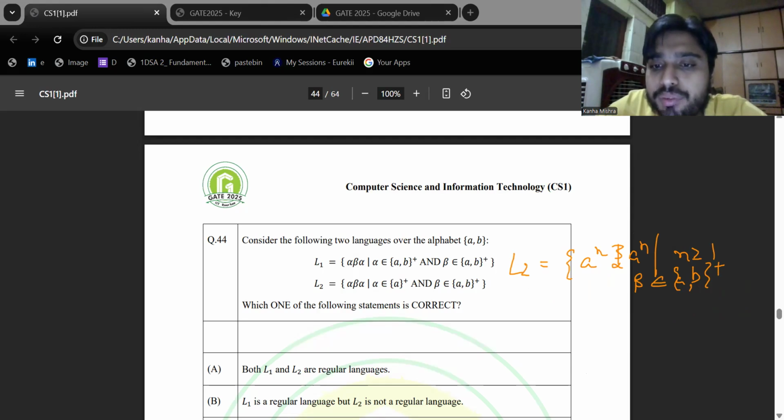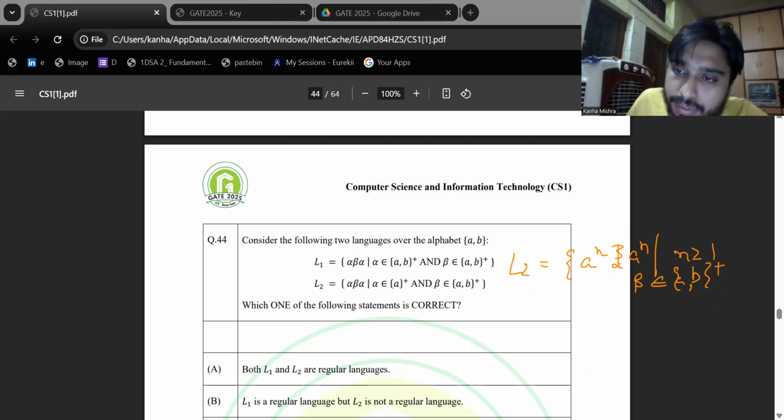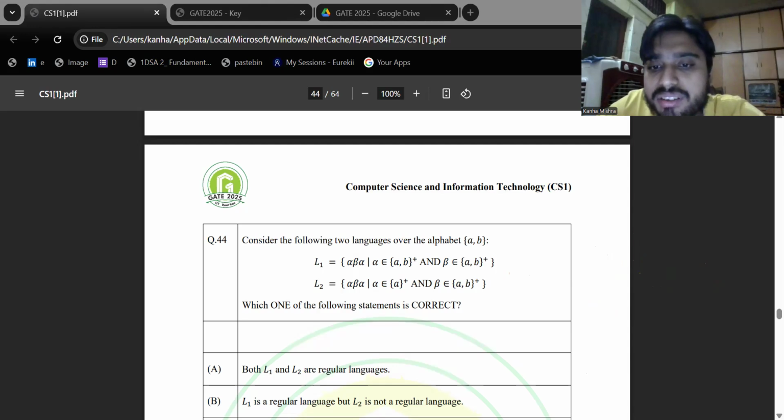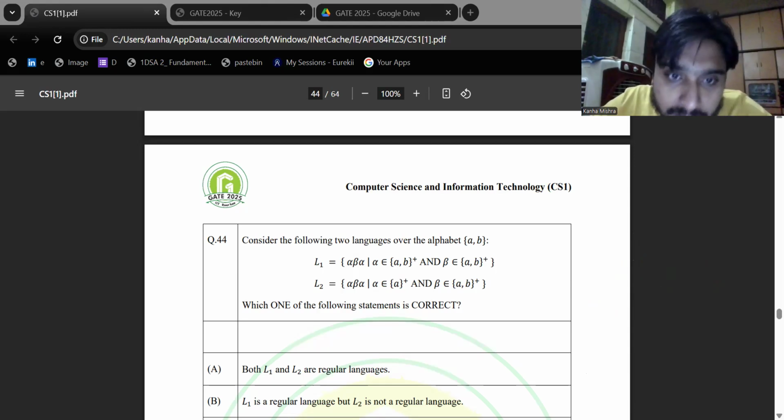If beta were empty, for example, then it will become A^n, empty, A^n. So A^n A^n is equal to A^(n+n), which is A^(2n). But beta must be non-empty, and it is between two A blocks, so we can construct a regular expression for this. Beta must be non-empty and is between two blocks of A's. Hence, we can construct a regular expression for this.